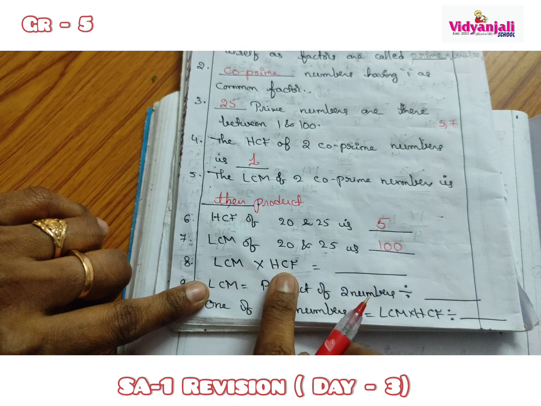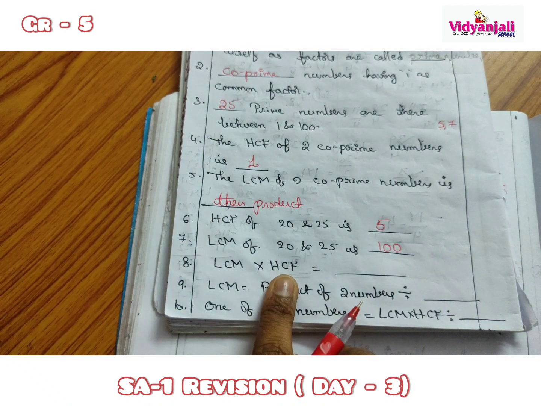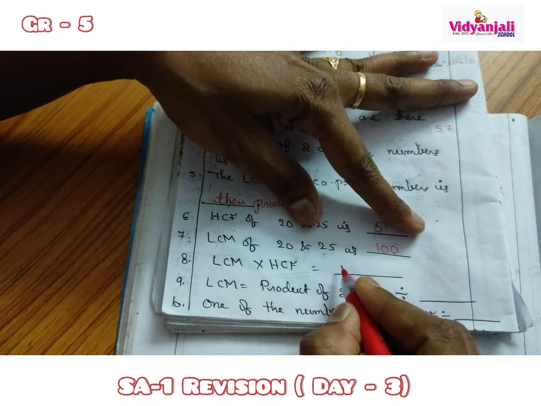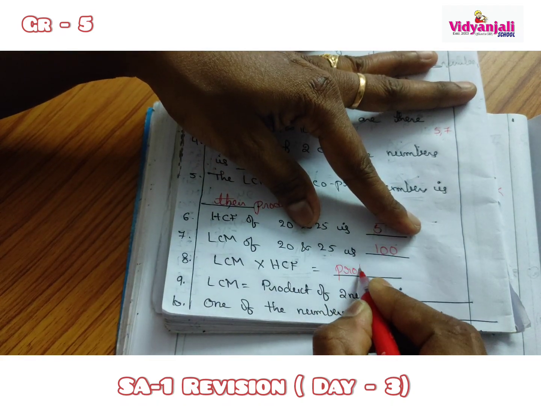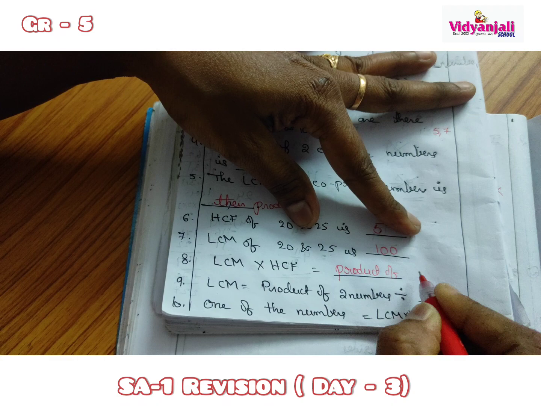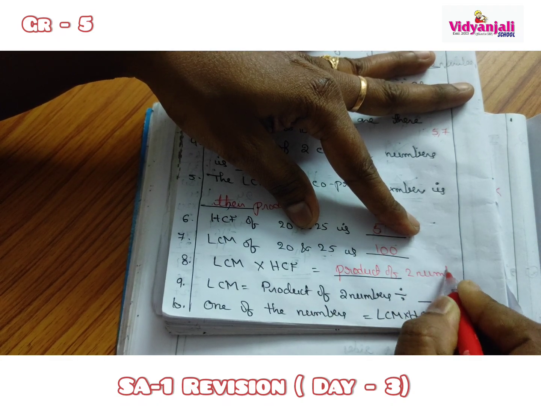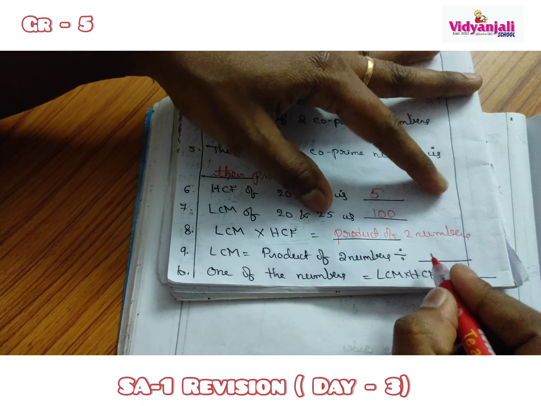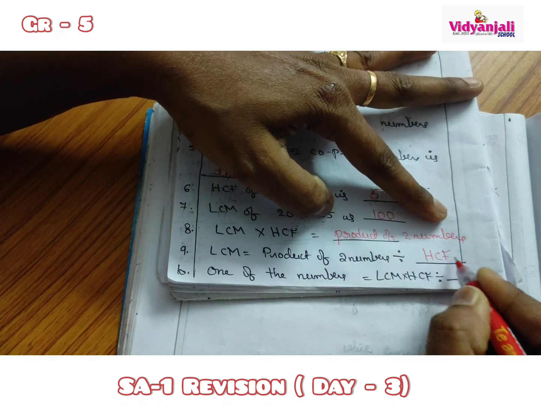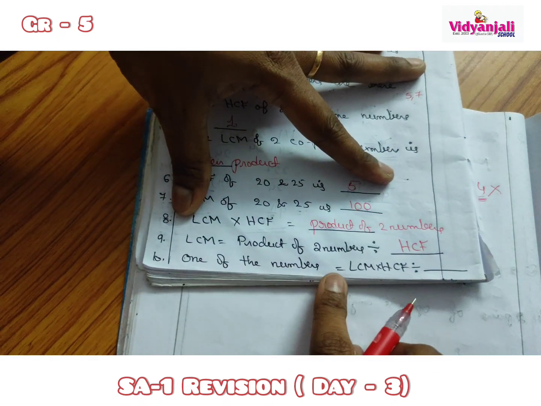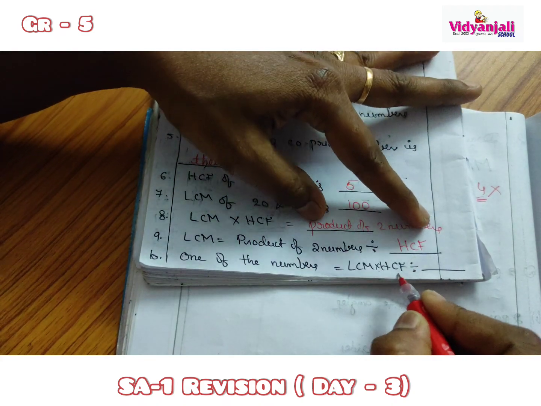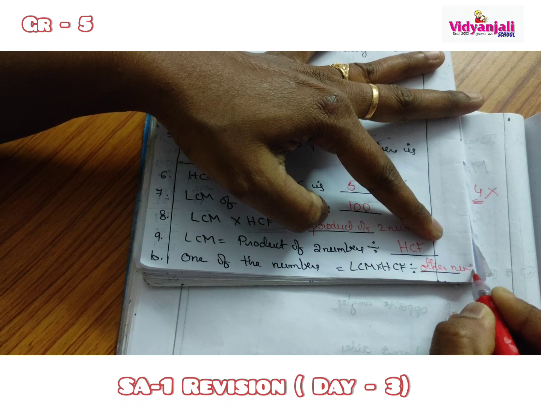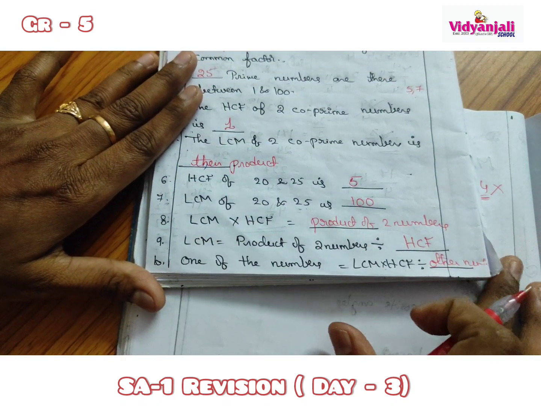Now, LCM into HCF. This formula we learnt at the time of regular classes. LCM into HCF is equal to the product of two numbers. LCM is equal to the product of two numbers divided by HCF. And one of the numbers is equal to LCM into HCF divided by the other number. So you need to learn all these blanks.